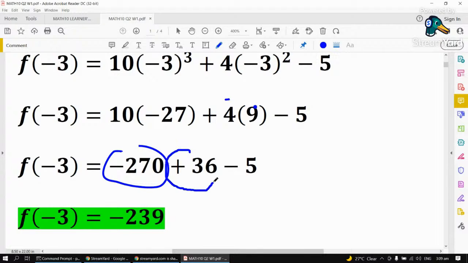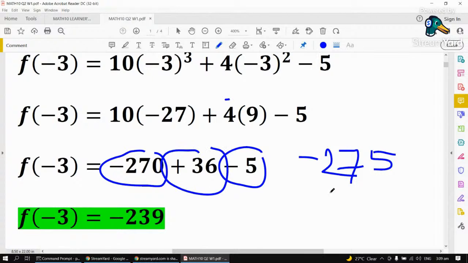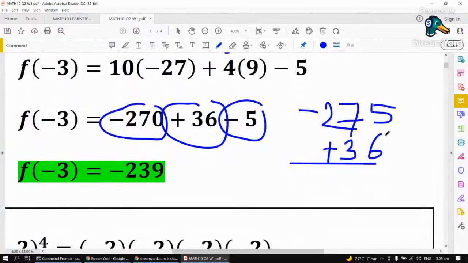And then, negative 270 plus 36. So, ang ibig sabihin nun, magsusubtract silang dalawa. Or, pagsamahin muna natin 'yung dalawang negative, pwede rin 'yun. Negative 270 plus negative 5, so meron tayong negative 275 na puro negative. And then, meron tayong isang positive dito, positive 36. Ibig sabihin, babawasan lang natin ito ng 36. So, 'yung matitira, which is 239, ang magiging sign niya is negative.